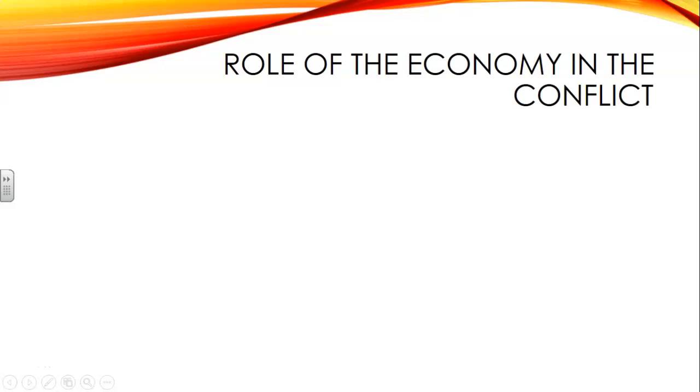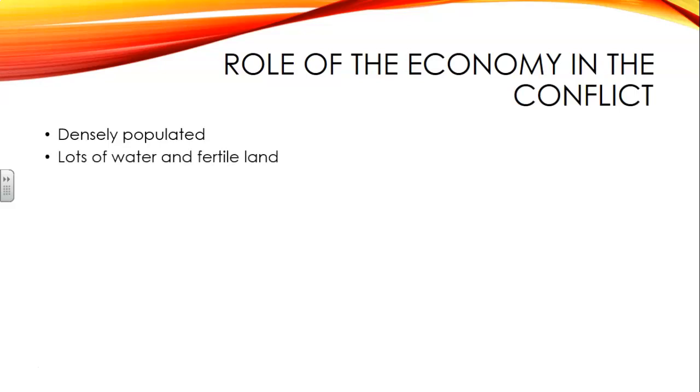All right, let's talk about the role of the economy in the Rwandan genocide. Again, topic 5 of paper 1 for IB History. First thing to talk about when understanding the economy in Rwanda is that it is incredibly densely populated, like one of the most densely populated places on Earth. It's a tiny country, but there are a lot of people living in this area.